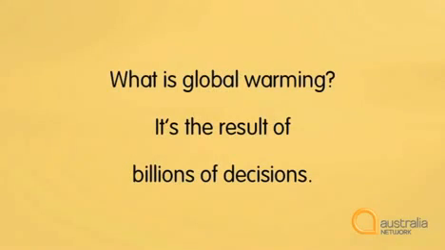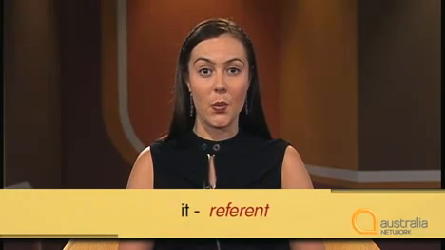When you're writing up your notes using cause and effect language, you'll need to be able to follow or track the subject of the text. Let's look at that now. What is global warming? It is the result of billions of decisions. The word "it" here is called a referent. We use referents to identify and track subjects through a conversation or a piece of writing. If you repeat the subject too many times, your work will sound boring.